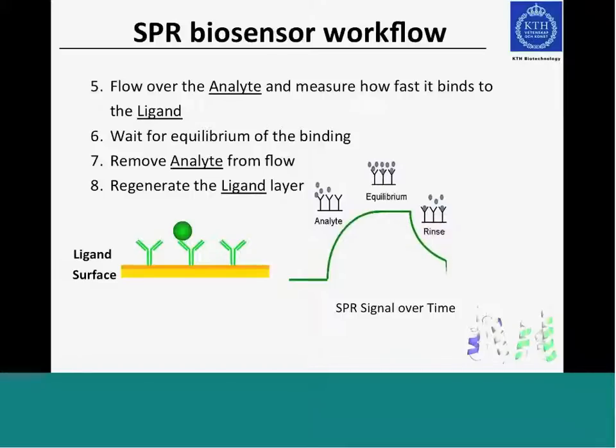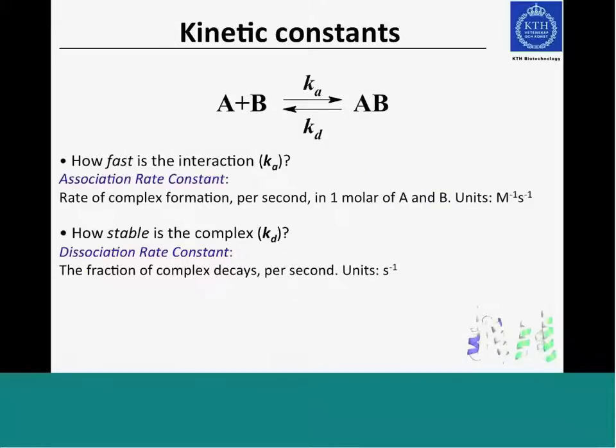And to prepare the surface for a next injection, it needs to be regenerated, so you inject something that gets the remaining analyte to come off the ligand. And this is probably familiar to most of you, but for example, you watch the analyte A binding to ligand B, forming the complex AB, which is described by the association rate constant, which determines how fast this interaction takes place, and the dissociation rate constant, which is related to the stability of the complex.